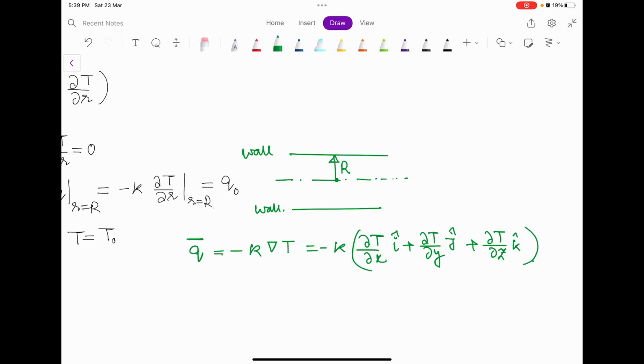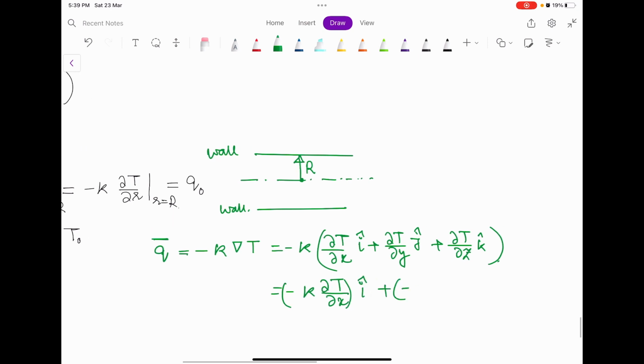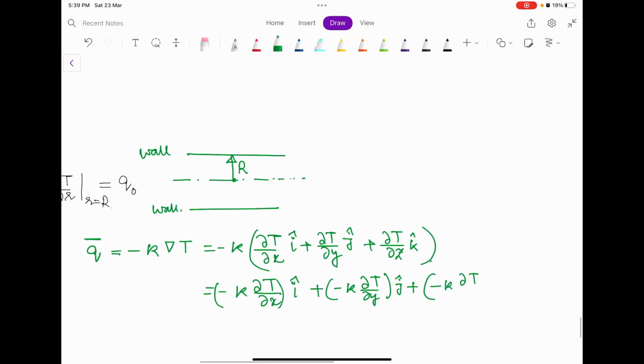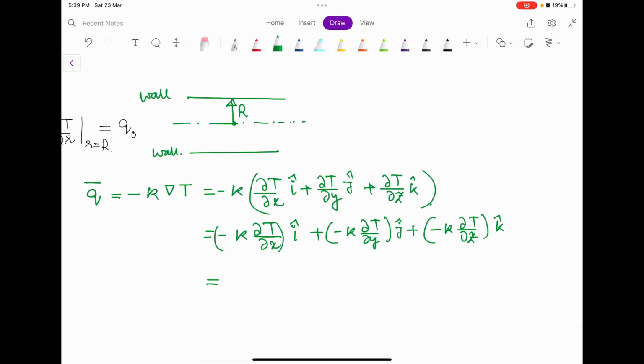So I can write minus k del T del x into i cap plus minus k del T del y into j cap plus minus k del T del z into k cap, and this I write as q_x i cap plus q_y j cap plus q_z k cap. Now q_x, q_y and q_z are not vectors.